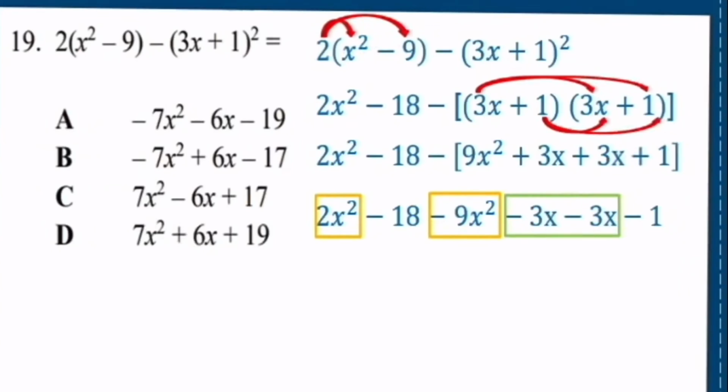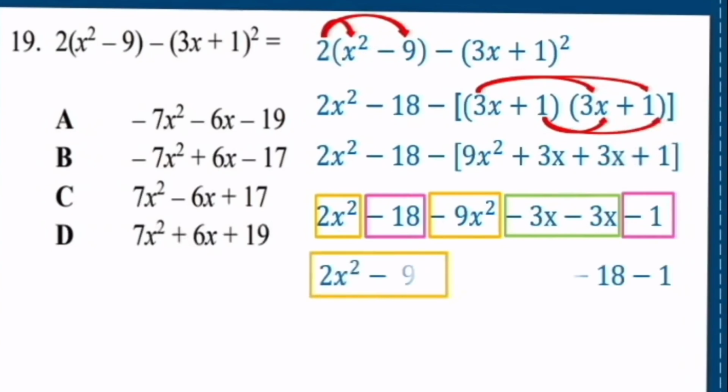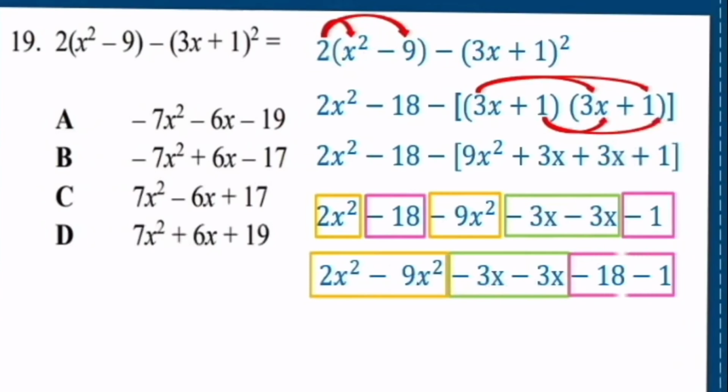So your answer is either A or B, right? Now you look at the x. You got minus 3x minus 3x, minus 6x. So you don't need to do any more, because you already got the answer for A, minus 6x. Okay, never mind, we double check. Minus 18 minus 1, isn't it minus 19? So the answer should be A, right? It's easy, right? But sometimes people are careless. So be careful. If you do it carefully, negative 7x squared minus 6x minus 19 is the right answer.